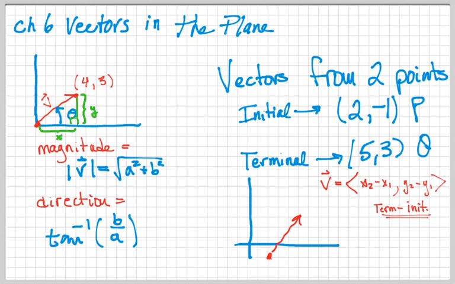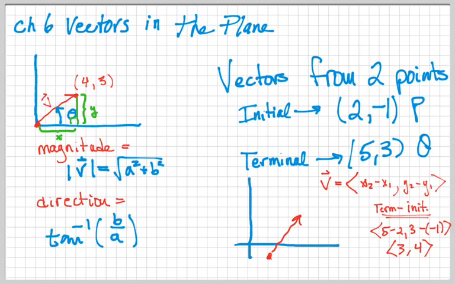Correct? So if I actually work this part out, I'll say 5 minus 2, and we'll say 3 minus negative 1. And so that's easy enough. I get the vector 3 comma 4. So this is almost the same vector as before, right? It's actually not the same, but the numbers are flipped.